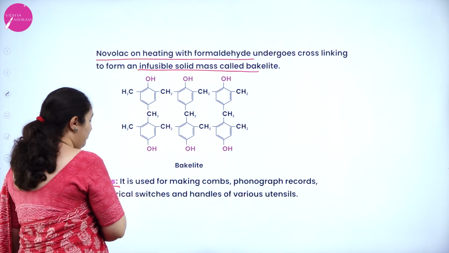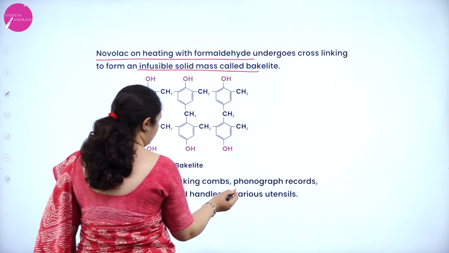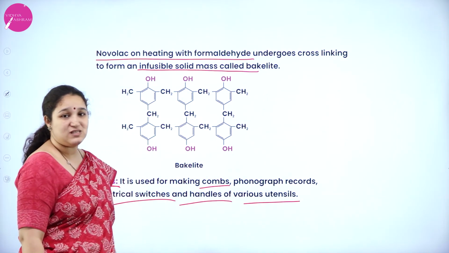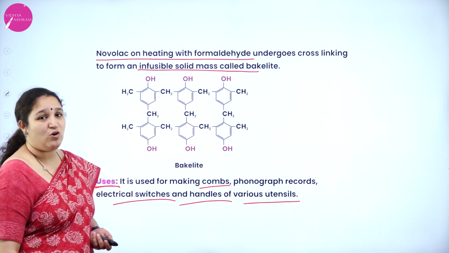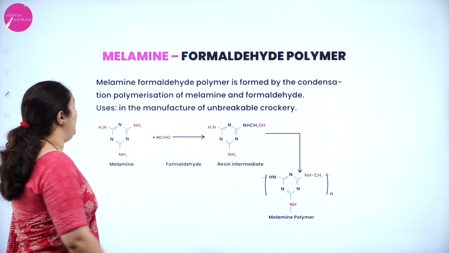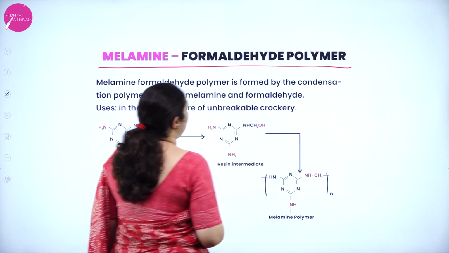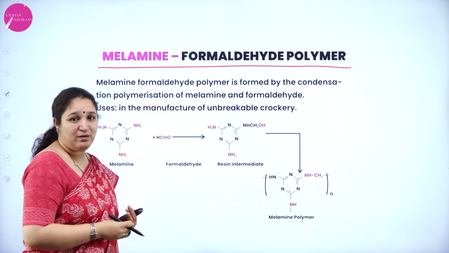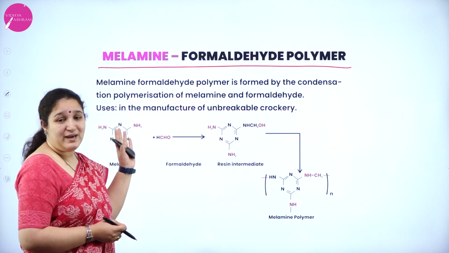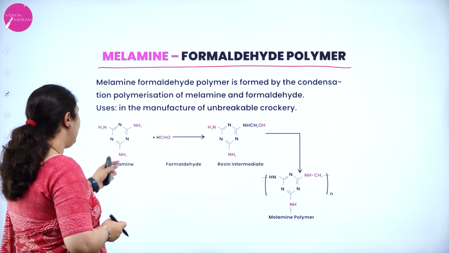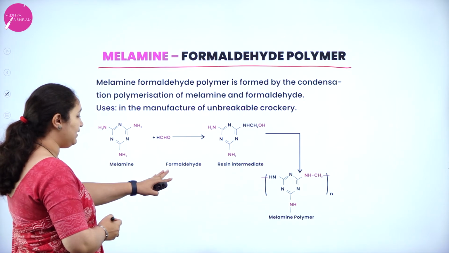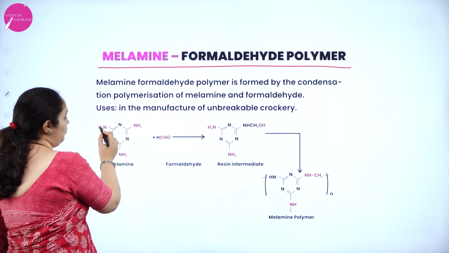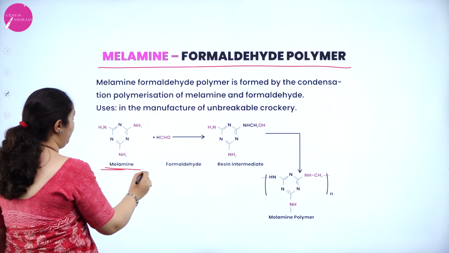If you see the uses of bakelite, it is used in making combs, electrical switches, handles of various utensils, etc. So this is the use of bakelite. Next is melamine formaldehyde polymer. So in this polymer, have you all heard about fiber or melamine utensils? It's nothing but melamine formaldehyde polymer. You take melamine here with formaldehyde. So this is the structure of melamine. You have alternate nitrogen and carbon with double bonds and 3 NH2 groups. This is the structure of melamine.